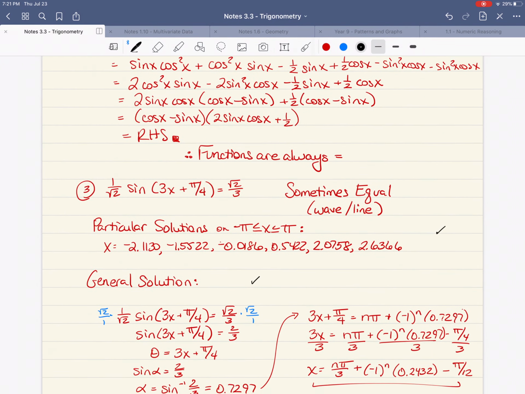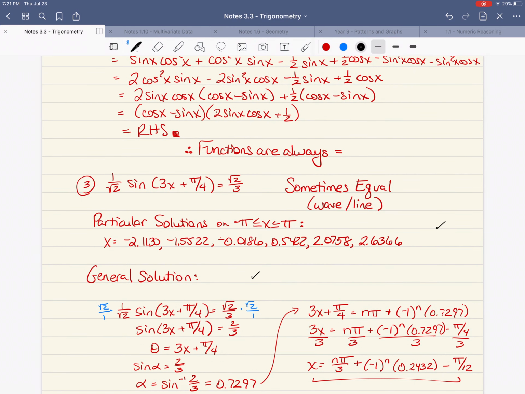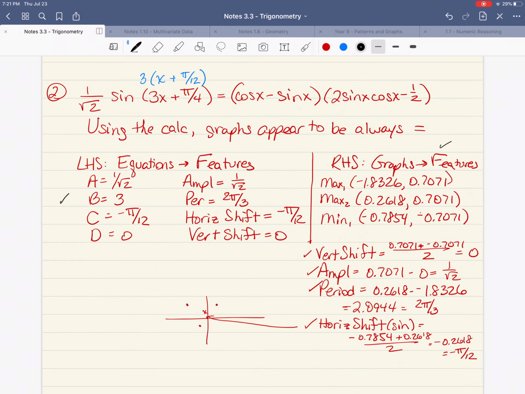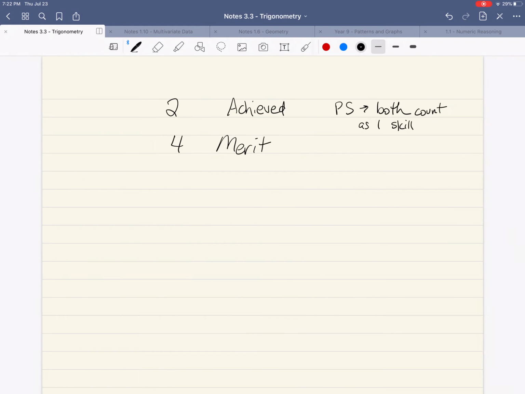Now, my recommendation is, number one, particular solutions. Number two, general easy. And three and four, equations to features and graphs to features. That would be my recommendation as to what to do. Those are the four easiest of them all. And then one error will get you excellent. Only one error in all of it. So if you get everything but the proof, you can get excellent.